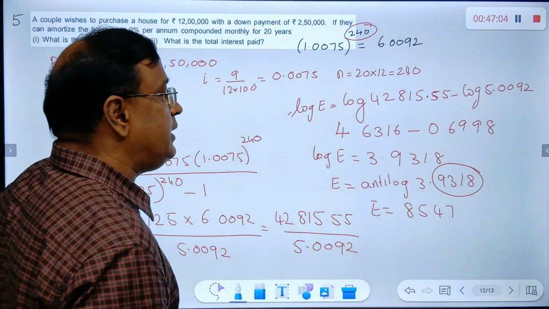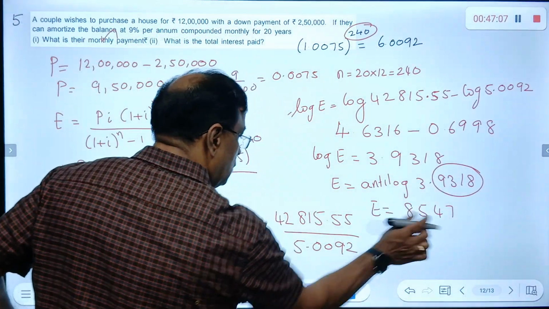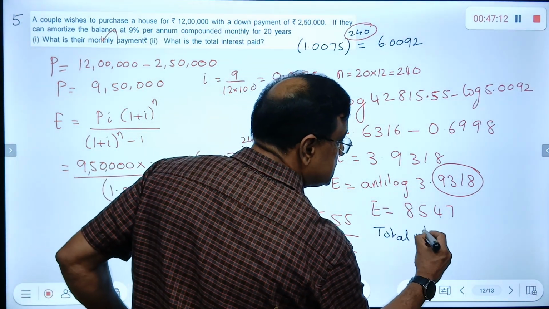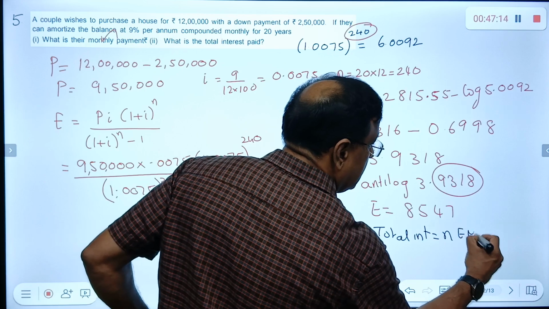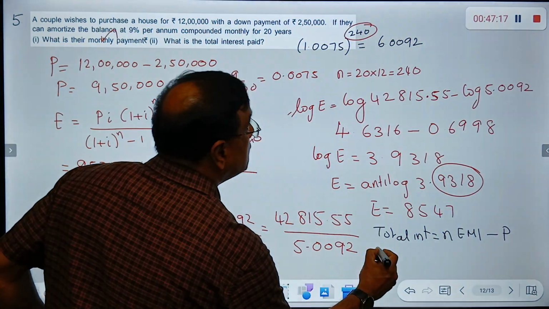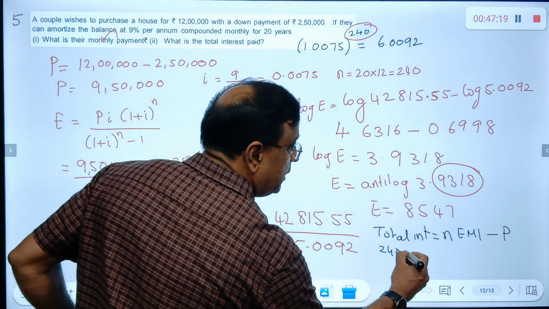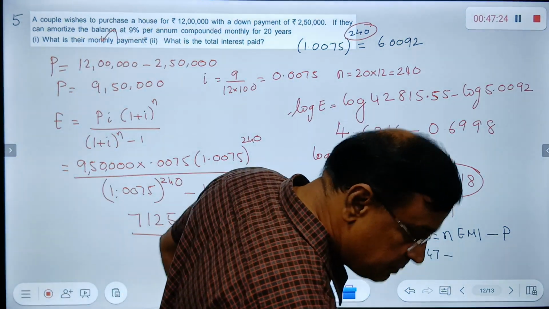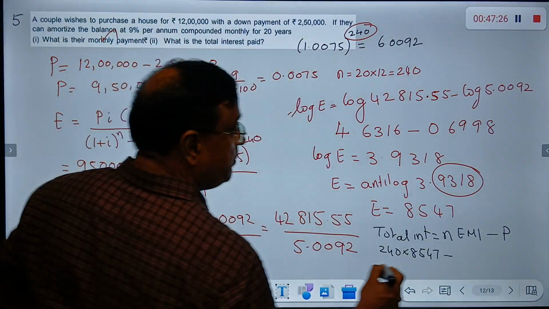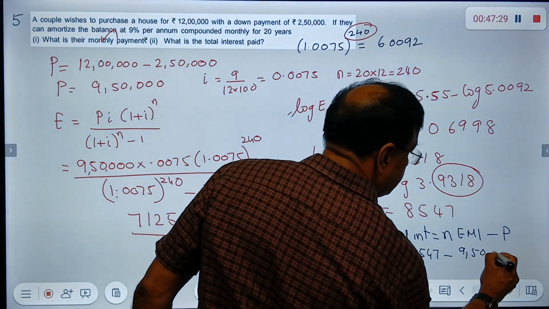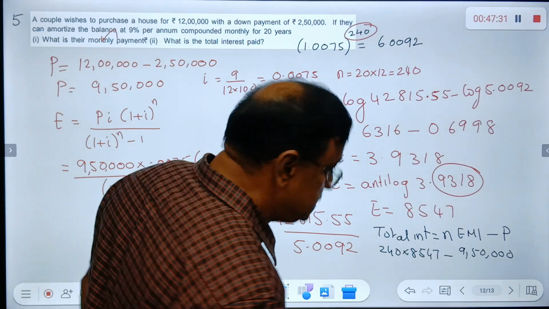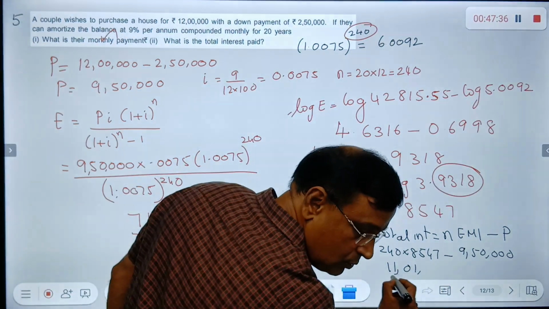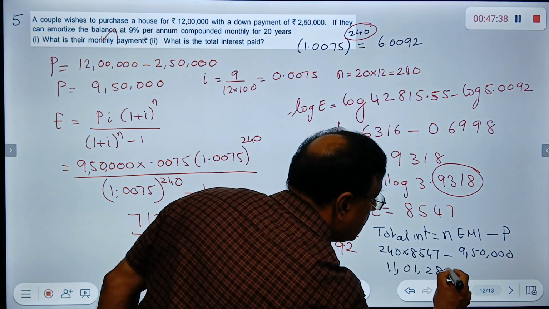What is the total interest paid? Total interest paid will be, use the formula, just like the previous case, N into EMI minus principal. N is 240, EMI is 8547. From this you minus the principal. What is the principal here? Don't minus 12 lakhs, you have to minus only 9,50,000. And the answer is 11,180. Okay.